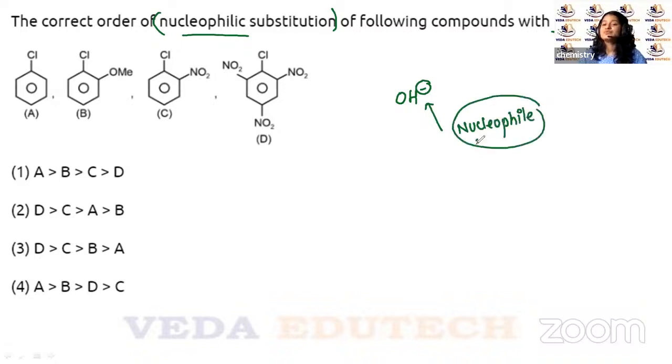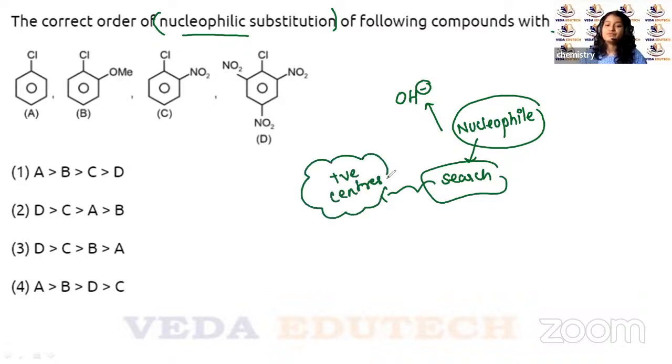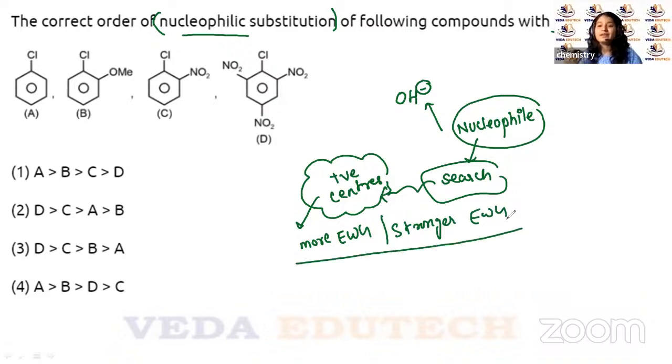When it's a nucleophile, it is going to search for what kind of centers, children? It is going to look out for positive centers. So wherever you find maximum positivity or maximum electrophilicity, there your substitution is going to be maximum. So can I say that where there are more electron withdrawing groups or stronger withdrawing groups, there your positivity is going to be higher, and hence wherever the positivity or the electrophilicity is higher, there your substitution is going to be higher.